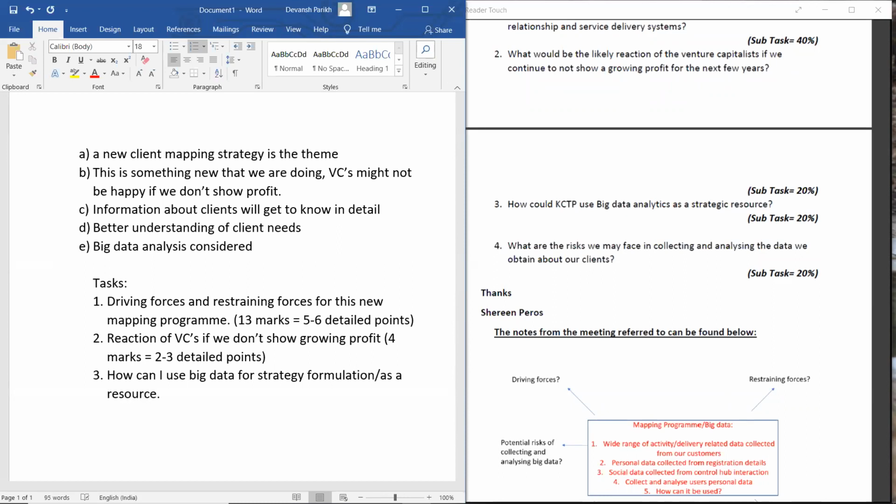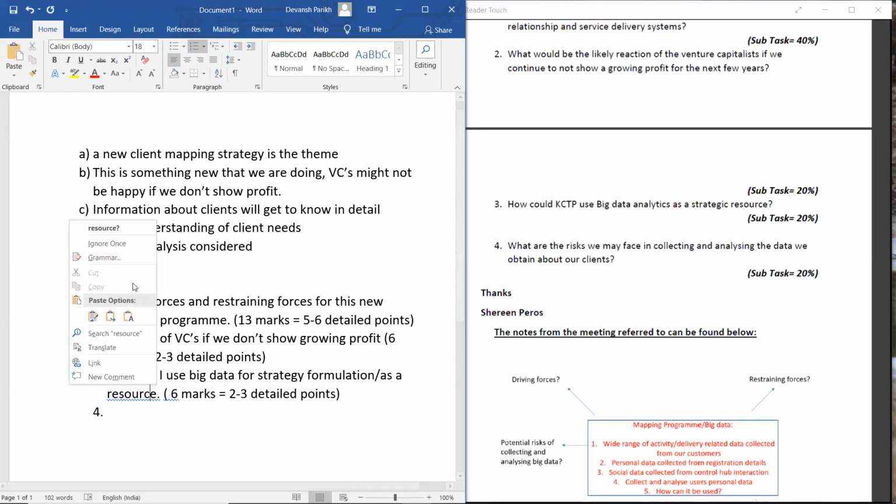Again, I will see it's 20% of the marks. Sorry, did I write 4 marks here? It's supposed to be 6 marks, and again 6 marks here. And as always, 6 marks. So I will need 2 to 3 detailed points.